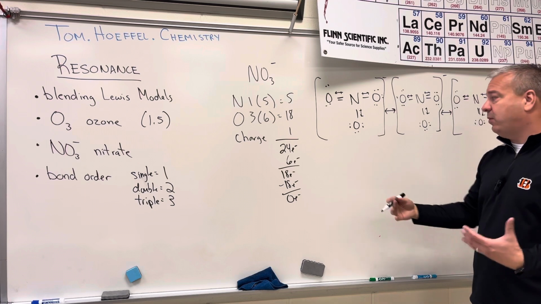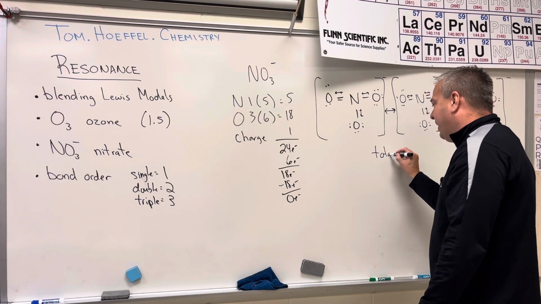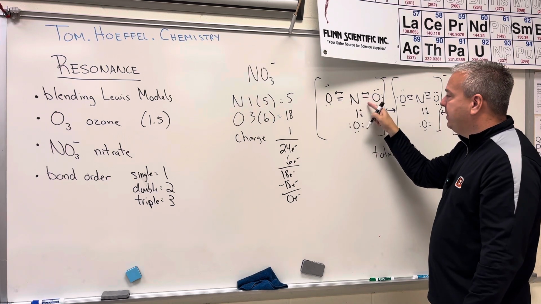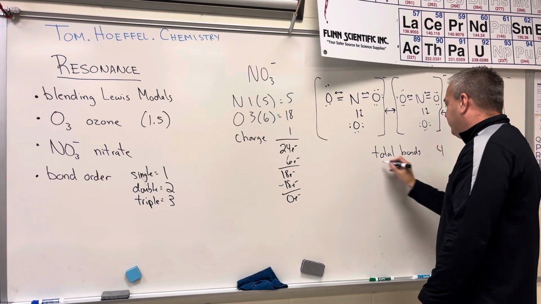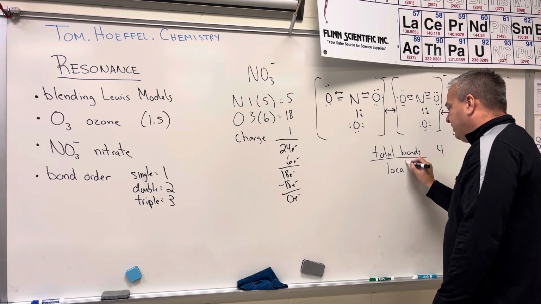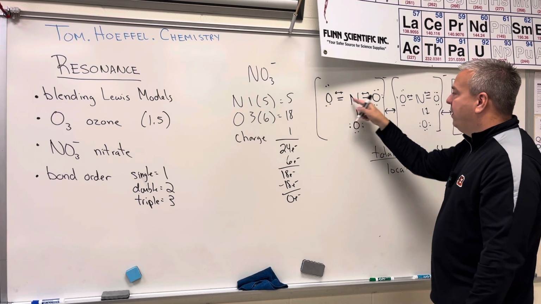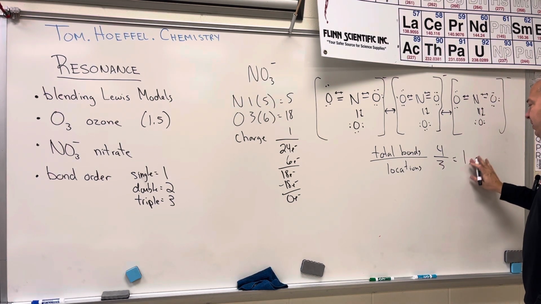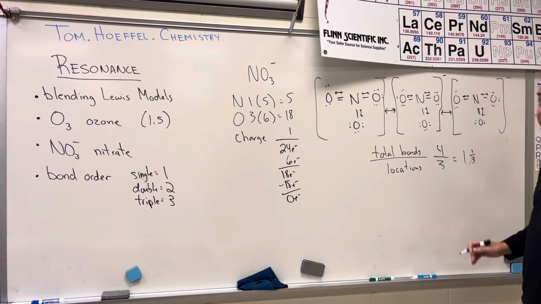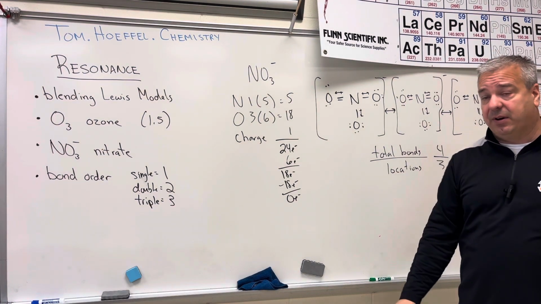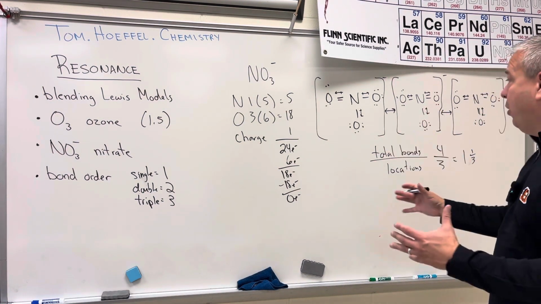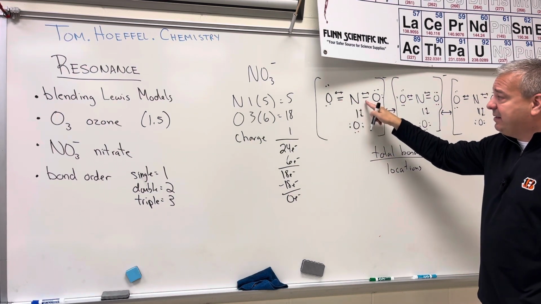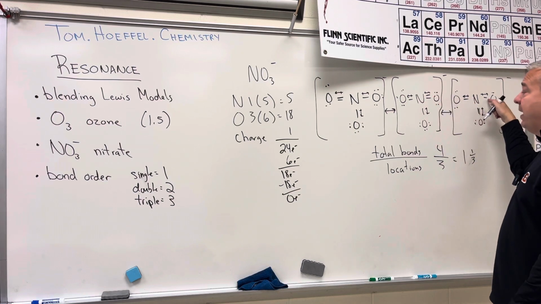So what is the bond order? Well, the total bonds are 1, 2, 3, 4. We have 4 total bonds. How many locations? We have 1, 2, 3 locations. So this comes out to 1 1/3 as far as the bond order. Remember, we're blending these together, so each of these bonds is 1 1/3 throughout each of these.